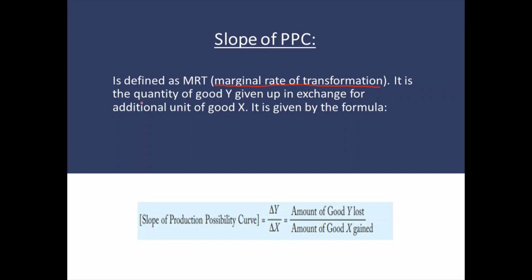So it's basically the quantity of good Y that is given up in exchange for an additional unit of good X. To produce one more unit of good X, how much Y are we giving up? That's called the slope of a production possibility curve. Now it also has a formula. I've mentioned the formula over here.